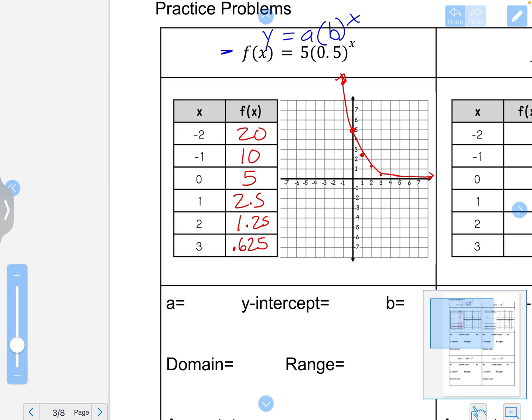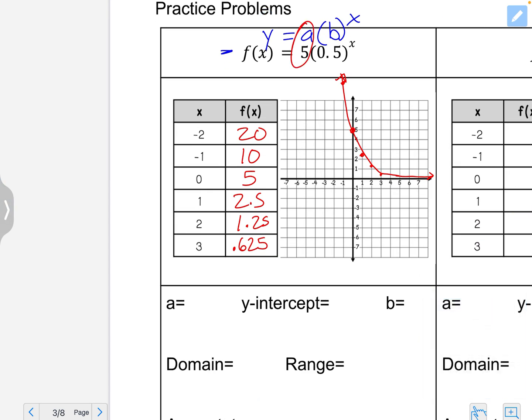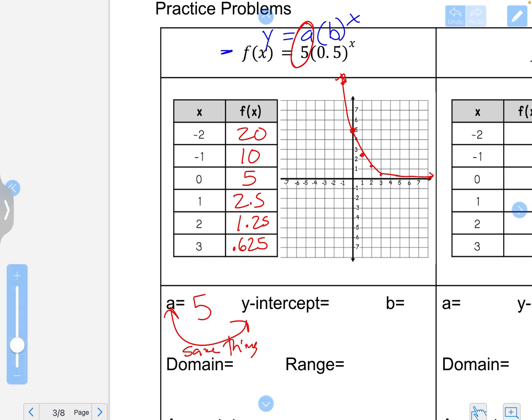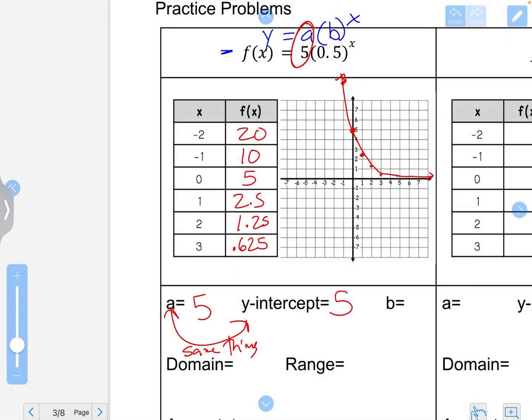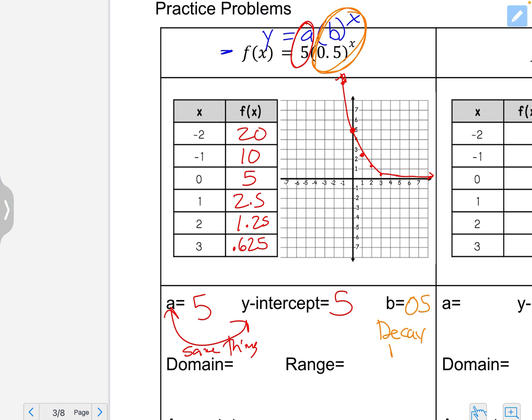So if we look at our a value, the number that is not next to the x, is our 5. Our y-intercept and our a are the same thing. So our y-intercept is also 5. Our b is always going to be the number next to the x. So it's 0.5, which tells me that our graph is going to be decay because b is less than 1.